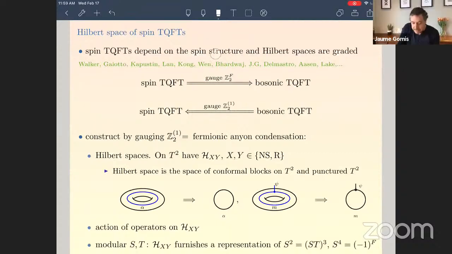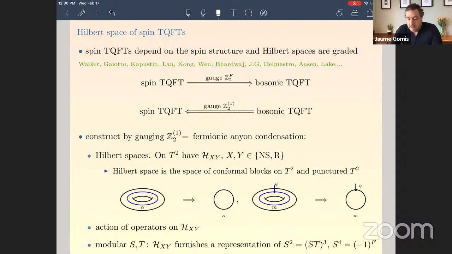It's a topological field theory that depends on spin structures, like fermions do, and where the Hilbert spaces are graded. You have, again, bosonic and fermionic states. There has been a lot of work on them, but we had to go a bit beyond what was known in the literature to really complete this problem. One way to think about it is that a spin TQFT has a (-1)^F symmetry, just fermion number. What you can do is essentially sum over spin structures to produce an object that does not depend on a spin structure, which is a bosonic TQFT.